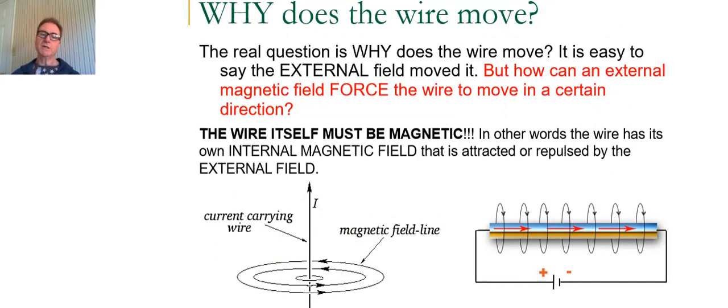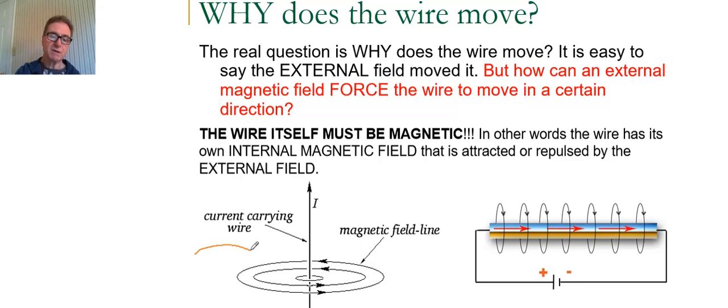So a good question is why does the wire move? Why does the wire have a magnetic force on it just because there's a current running through it? Well, remember that early on we talked about a straight length of wire with a current running through it. What surrounds that wire?